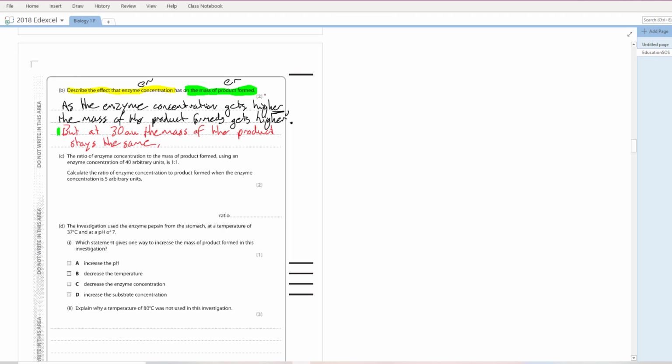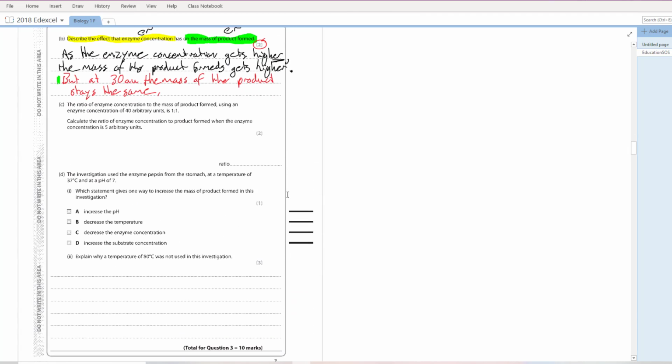So that's worth 2 marks, and I've talked about both phases of the line. I've talked about this phase where as the concentration gets higher, the mass of the product gets higher, and I've talked about this phase where after 30 arbitrary units, the mass of the product stays the same.